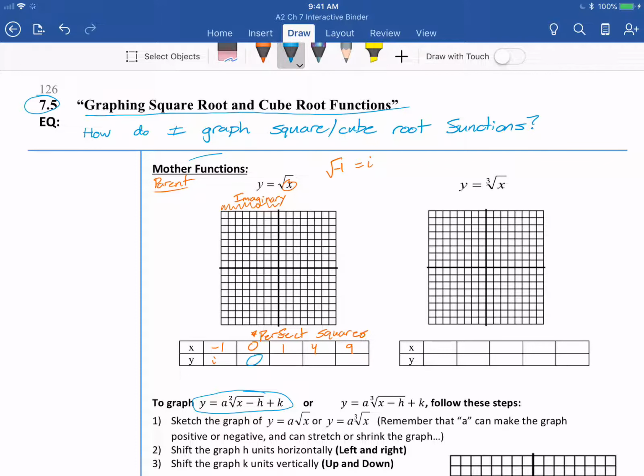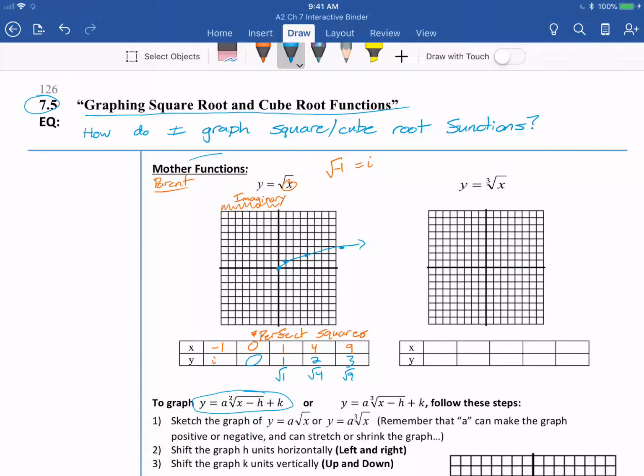So let's go through and plug in 0. The square root of 0 is 0. The square root of 1 is 1. The square root of 4 is 2. And the square root of 9 is 3. All right, awesome. So we have (0, 0), (1, 1), (4, 2), and (9, 3), and that's just off the graph over here, I think. So that is my parent function. It starts at (0, 0) and goes up and to the right.